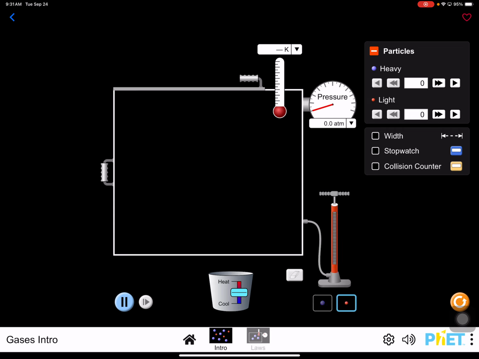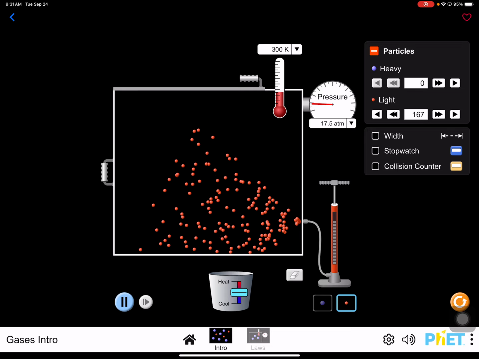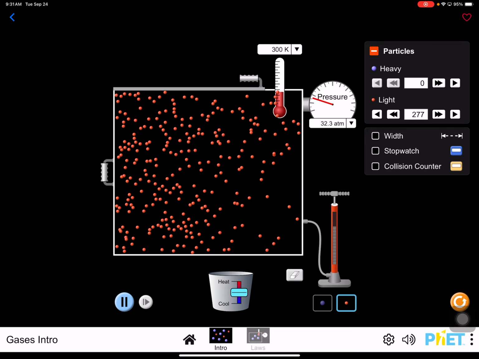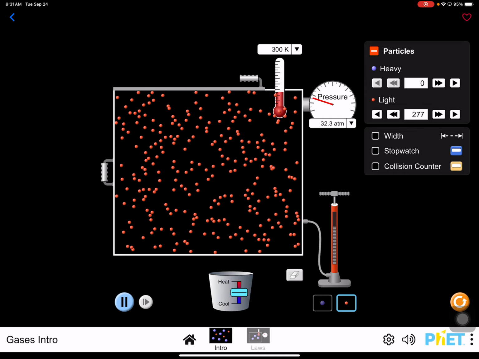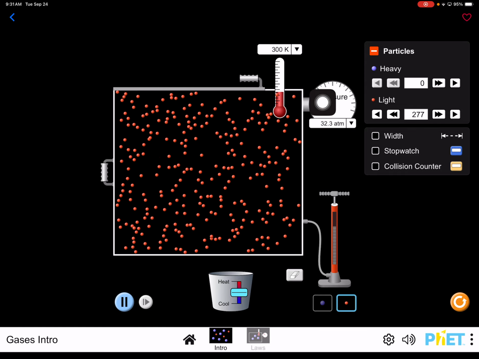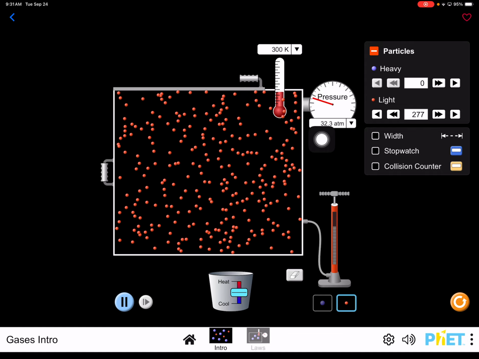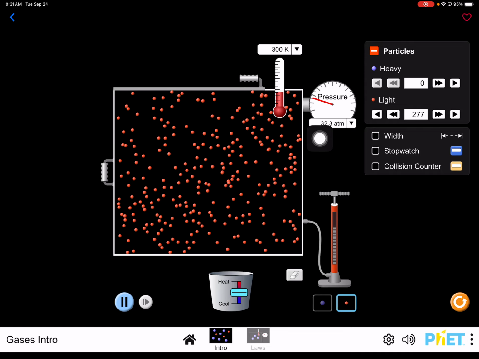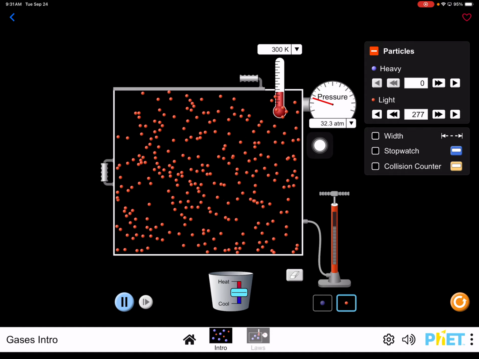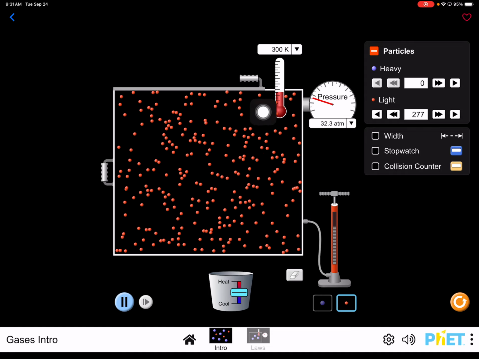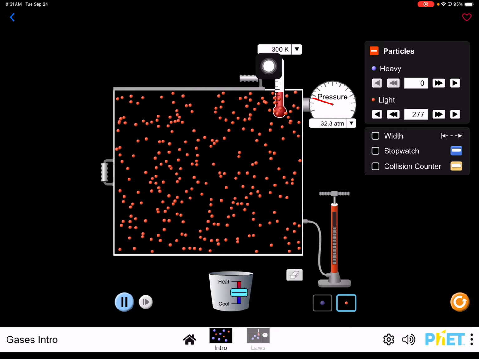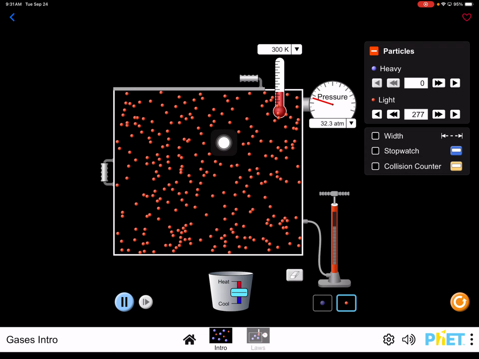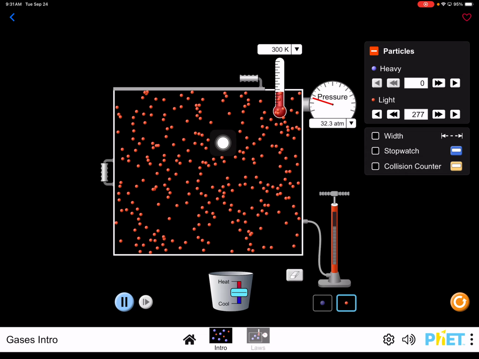So I've filled this container with some gas. And there is the pressure of the gas, 32 atmospheres. That's a very large pressure. In the next chapter, we'll see what that actually means. And the temperature is 300 degrees Kelvin. We'll introduce the Kelvin scale in a minute. 300 degrees Kelvin is roughly the temperature in this room.